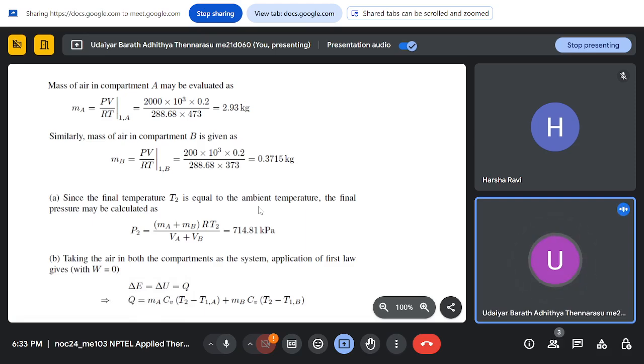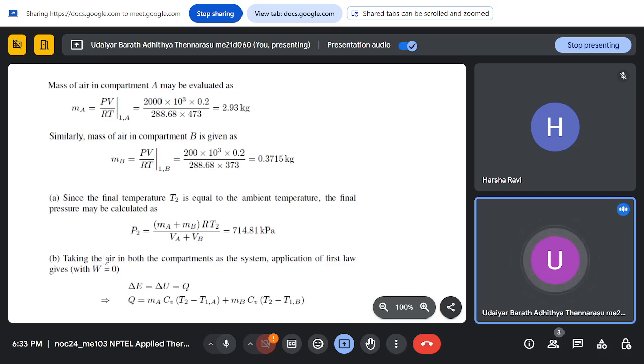So now instead of 200 liter volume, it's a 400 liter volume, and your mass is the total mass of each of the compartments. So MA plus MB is the total mass, and from there we can find out the pressure. So T2 is your ambient temperature, 27 plus 273, so that is 300, and R is known to be 88.68, and volume is 400 liters, so 0.4 meter cube. And mass here you have to just add 2.93 plus 0.3715. So if you add that, your pressure will come out to be 714.81 kilopascal.